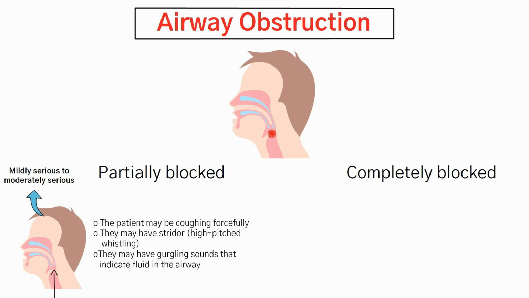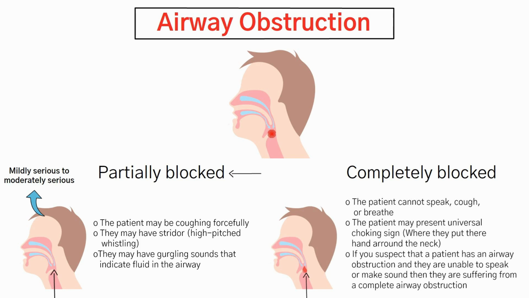If at any time you believe a patient is suffering from an airway obstruction, but the patient is still able to cough, breathe, make sound, or talk, then the obstruction is partial and not complete. In contrast, a complete airway obstruction is a severe airway obstruction where no air exchange occurs. The patient cannot speak, cough, or breathe, and may present with the universal choking sign, where they put their hands around their neck. If you suspect that a patient has an airway obstruction and they are unable to speak or make sound, then they are suffering from a complete airway obstruction.